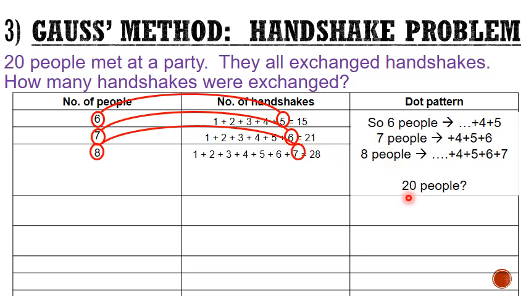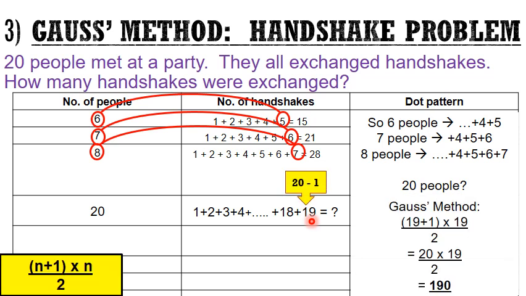So now, what if I ask you, how many handshakes are there in 20 people? 20 people, the last number will be 19, right? So you can apply the Gauss method. Gauss method, n plus 1 times n divided by 2. So in this case, n is 19. 19 plus 1 equals 20. 20 times 19 divided by 2 equals 190 handshakes.